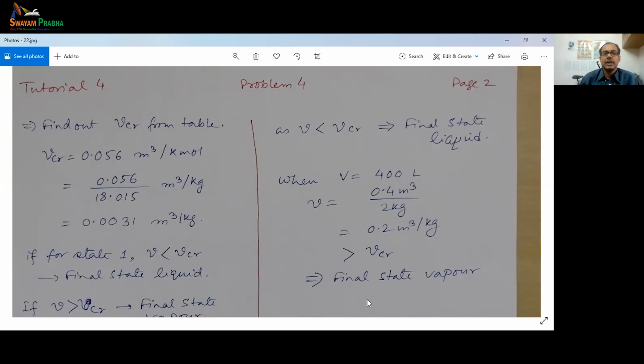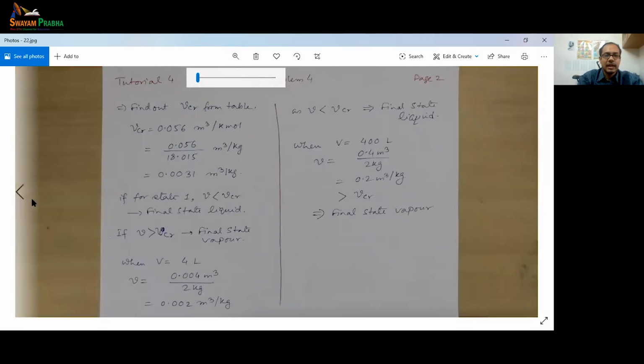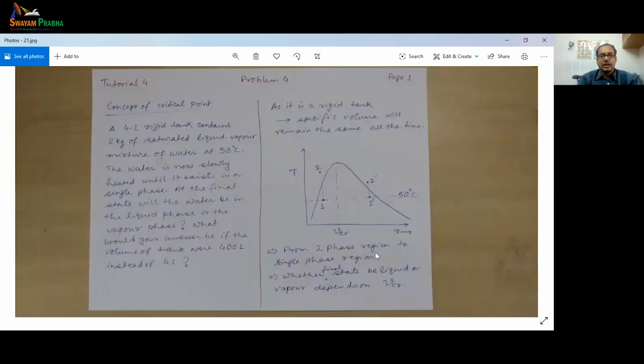Okay, so it is very interesting to see that just the volume of the tank can be a giveaway whether by heating you will get the liquid phase or the vapor phase. So this is very much possible. From the two-phase region, you are heating it up and you are getting the liquid phase, which is a little counterintuitive, I would say, right? But this is very much possible, as we can see from this problem.